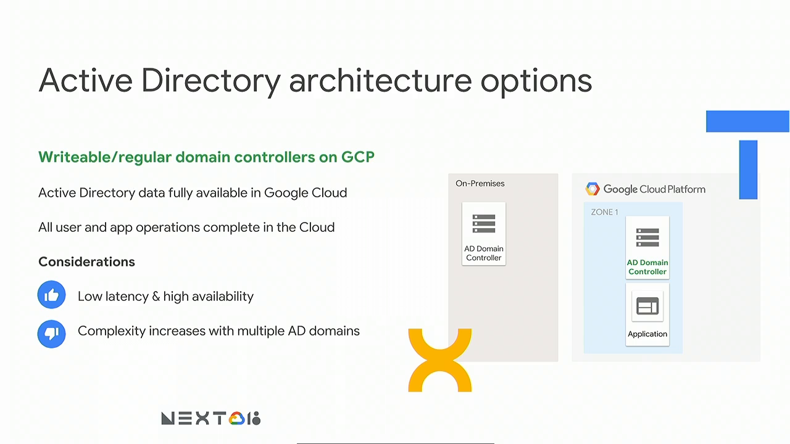The next option is to go ahead and deploy your writable or regular domain controllers into cloud. And in this case, you obviously have your Active Directory data available entirely on GCP. It's low latency because your application is then going for all operations to the AD DC you just deployed there. However, the thing to keep in mind in both this as well as the previous config is if you have multiple Active Directory domains, you may end up needing to deploy domain controllers for each of those domains into cloud. So if you had a merger and acquisition use case, or for any other reasons had 3 or 4 AD domains, you're talking about multiple domain controllers from each of those domains.